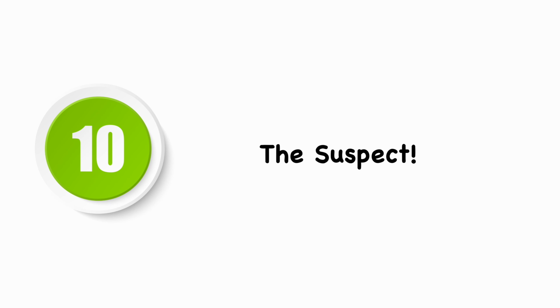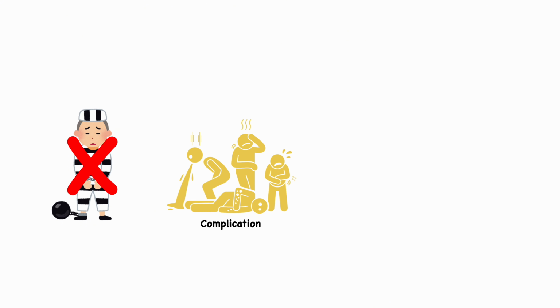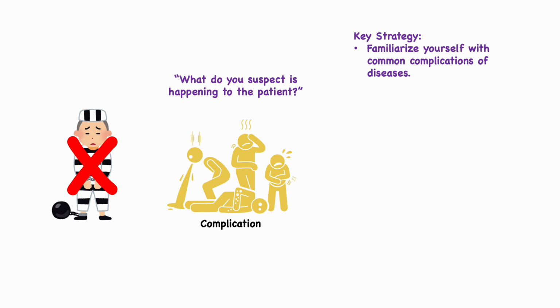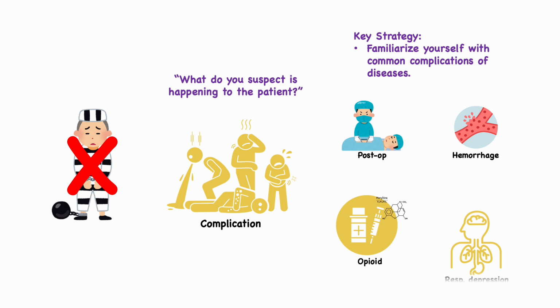Tip number 10: the suspect. Not a criminal suspect, but rather the complication of a disease. The question will often ask, what do you suspect is happening to the patient? Key strategy: familiarize yourself with common complications of diseases. Examples: a postoperative patient is at risk for hemorrhage, so you must recognize signs and symptoms of hypovolemic shock. A patient receiving opioids is at risk for respiratory depression, so monitoring their breathing and level of sedation is essential.